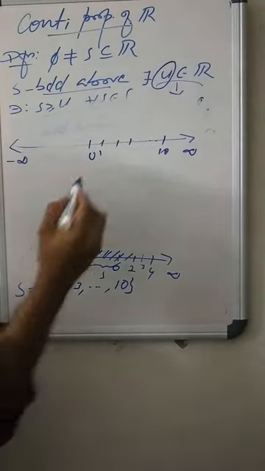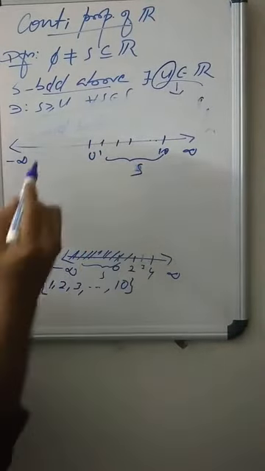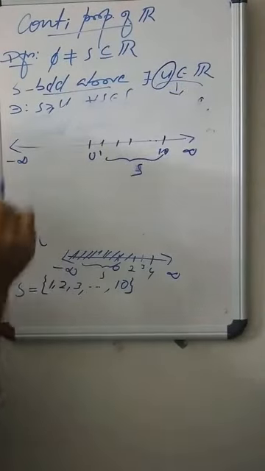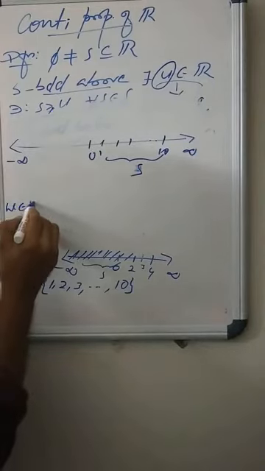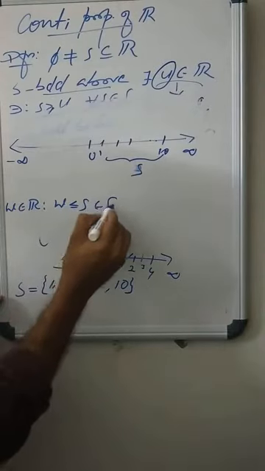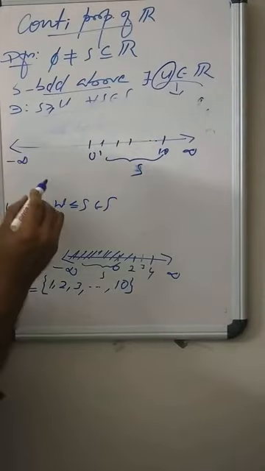So consider this set S. Suppose S is the set. Then what is the upper bound? For any u in R, s is greater than or equal to u for all s in S. What is the lower bound? For any w in R, such that w is less than or equal to s, where s is in S. This is our definition.